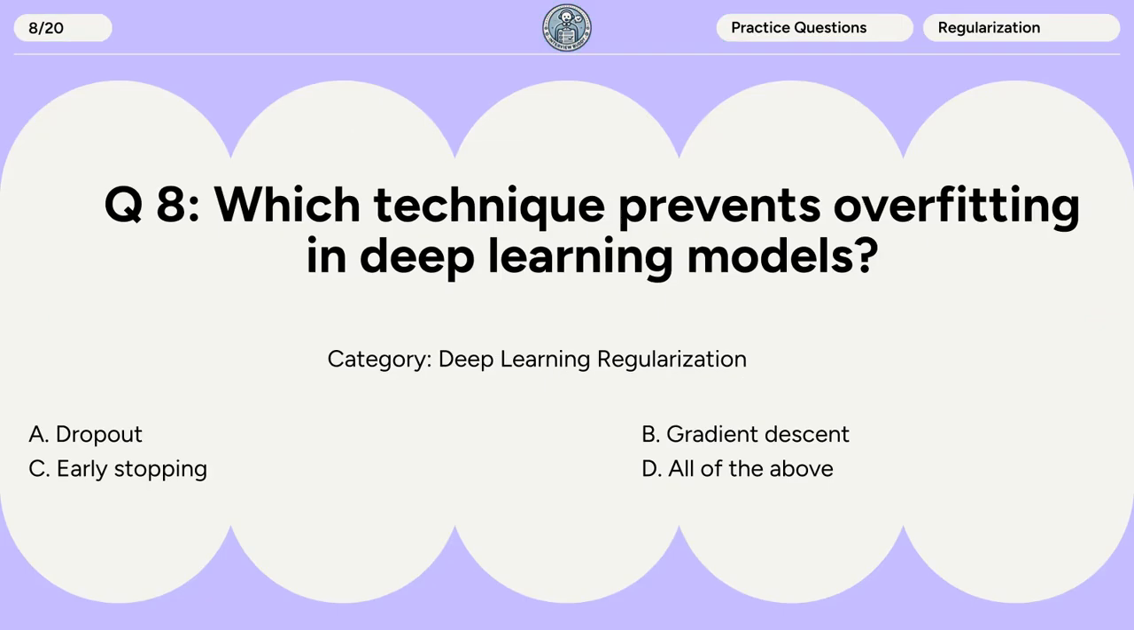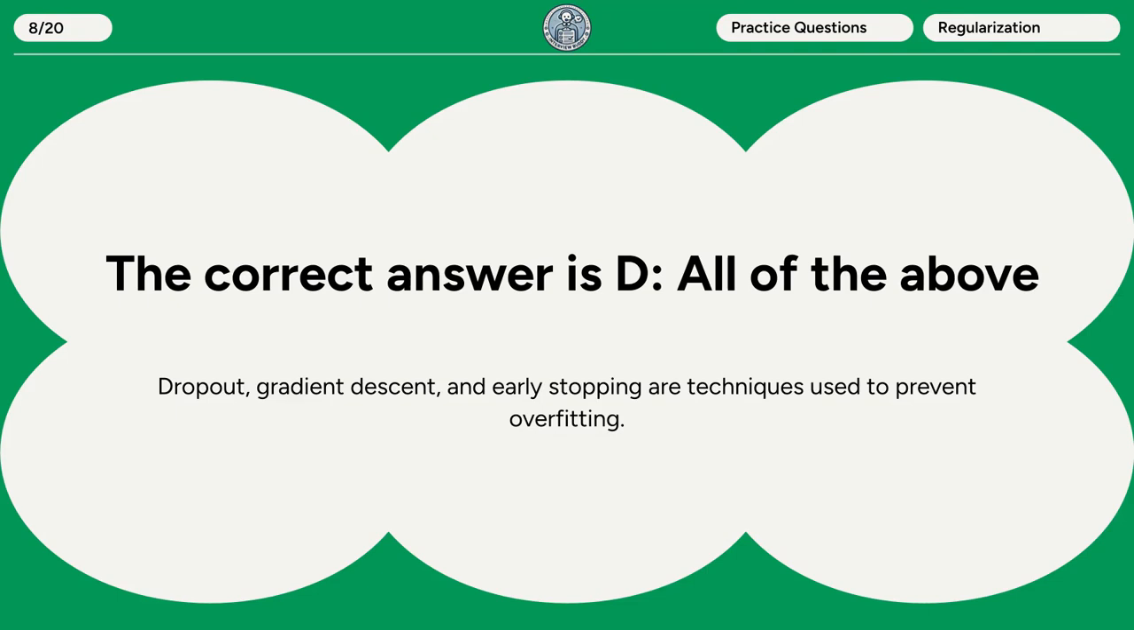Question 8. Which technique prevents overfitting in deep learning models? A. Dropout. B. Gradient descent. C. Early stopping. D. All of the above. The correct answer is D. All of the above. Dropout, gradient descent, and early stopping are techniques used to prevent overfitting.